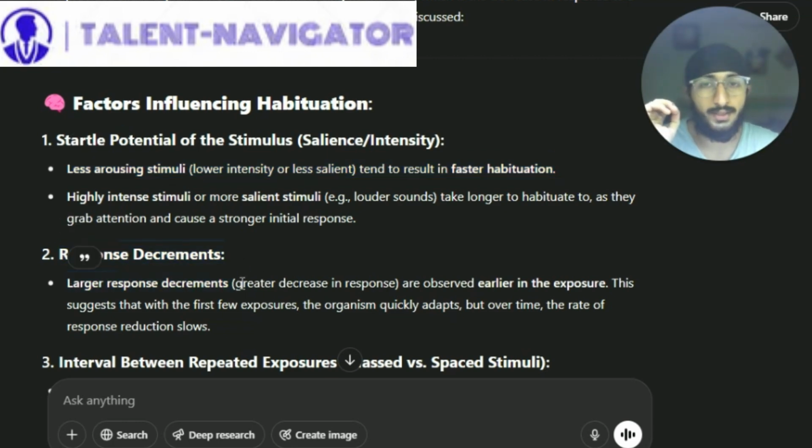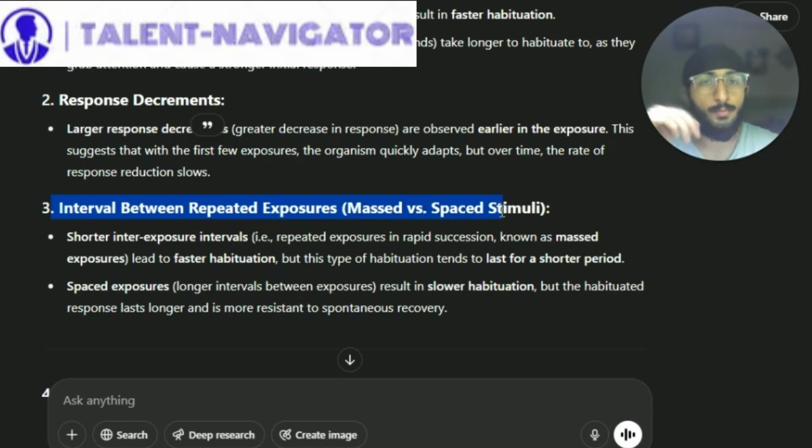Then response decrements. Large response decrements, a greater decrease in response, are observed earlier in the exposure. This suggests that with the first few exposures, the organism quickly adapts, but over time the rate of response reduction slows.